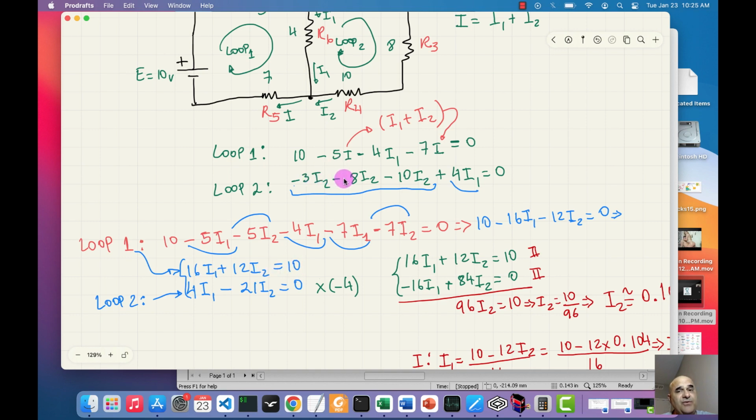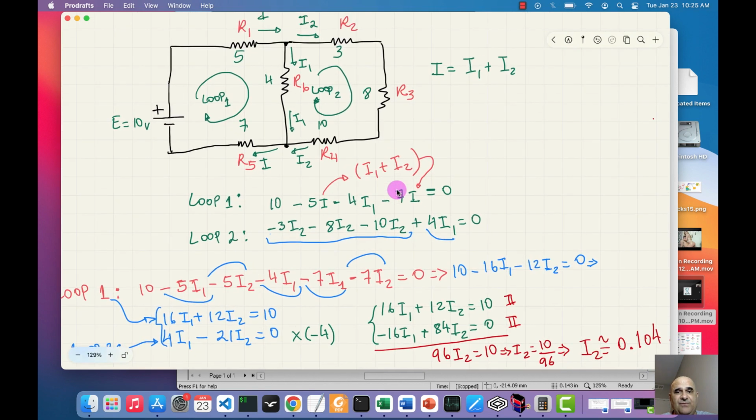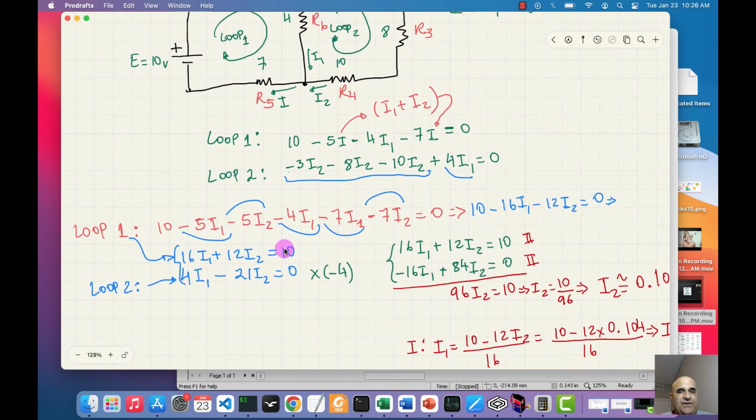And for the loop number 2, I will just replace what is needed. In this case, there is no need to replace anything because I have I2 and I1. There is no I. Okay, so doing the operations, we have 4I1 minus 21I2 equals 0.